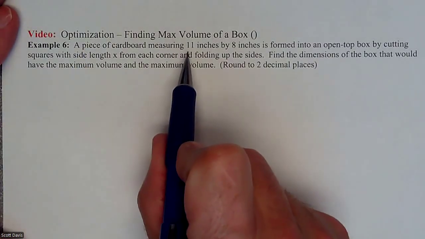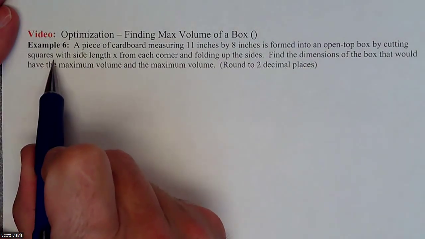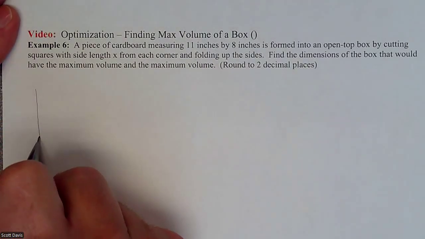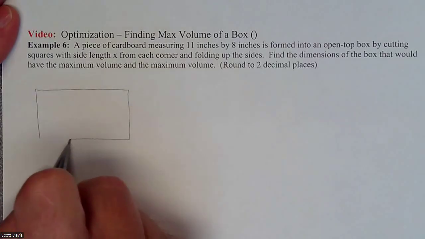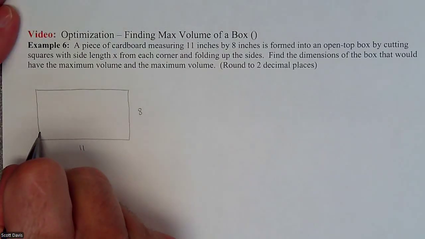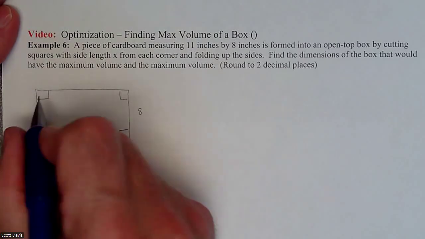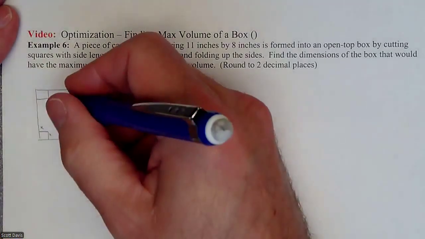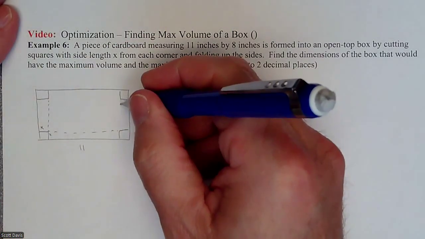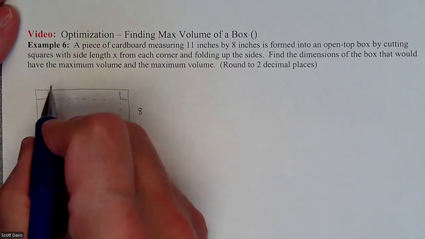It says a piece of cardboard measuring 11 inches by 8 inches is formed into an open top box by cutting squares with side length x from each corner and folding up the sides. So we have initially this rectangle that is 11 by 8, and we are cutting corners. Each side is an x. So it gives us this new base, and we're going to fold up these pieces because these are going to be gone.